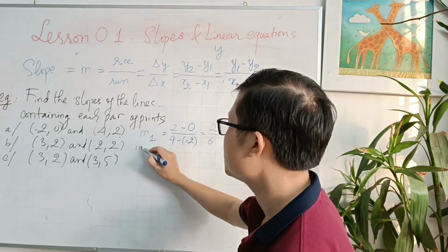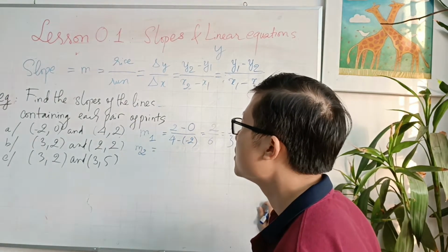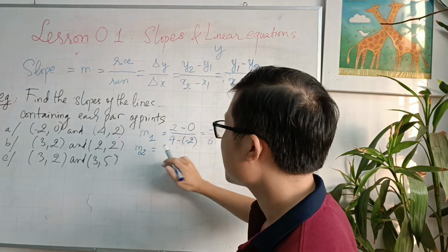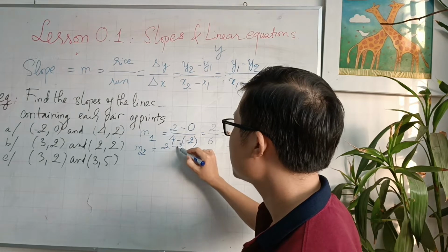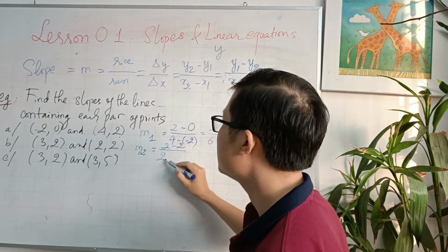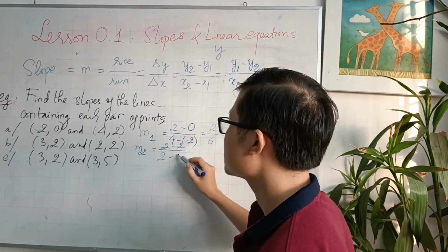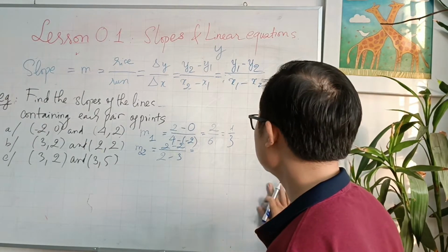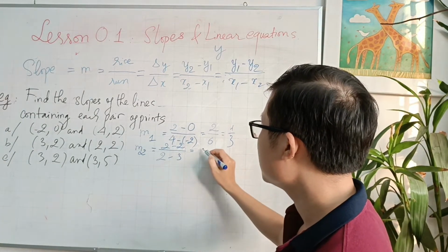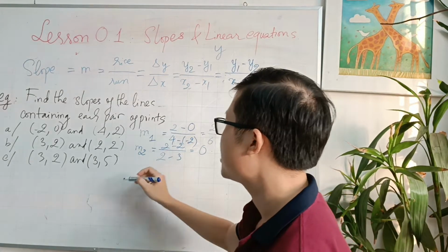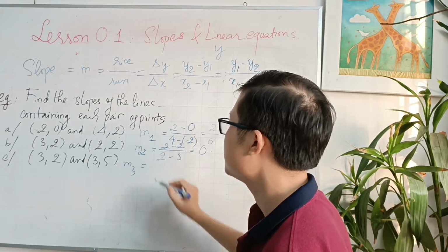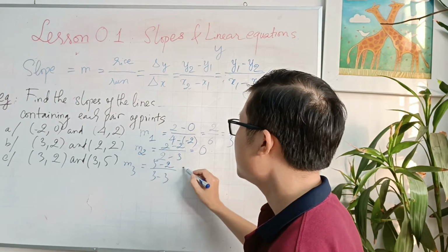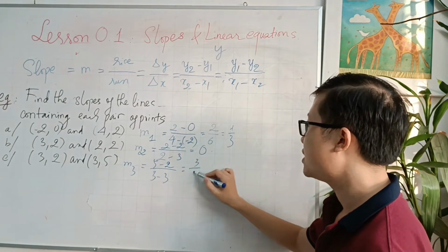Okay, M2. y2 minus y1, so you see 2 minus 2 over 2 minus 3. So the answer is 0. And the last question, M3: 5 minus 2 over 3 minus 3. So here we have 3 over 0.